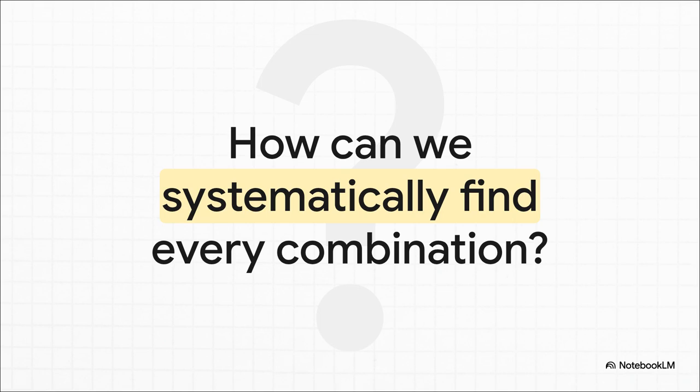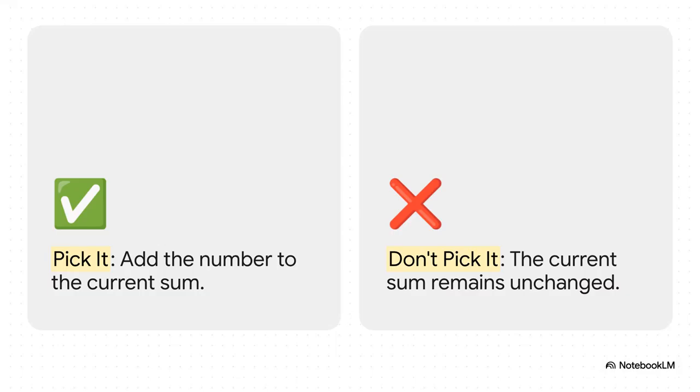Turns out the answer lies in a really simple decision that we just repeat over and over. And here it is. This is the breakthrough. For every single number in our list, one after the other, we only have 2 choices. We can pick it and add it to whatever our current sum is, or we can just not pick it and move on. That's it. A simple fork in the road for every number.